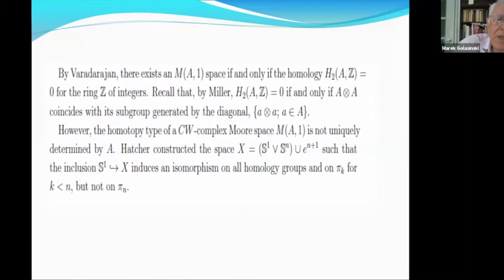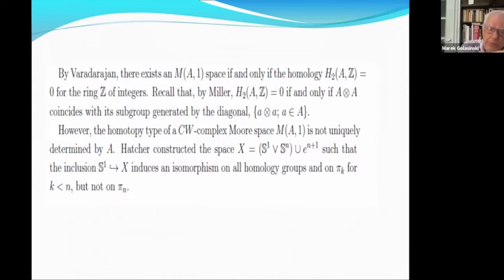But the homotopy type of Moore spaces is not uniquely determined by A. There is a result constructed by Hatcher, and it is constructed like this: you take a wedge of circles S^n and glue an (n+1)-cell somehow. Then we have an inclusion of the wedge into X, and this inclusion induces an isomorphism on homology groups, and on the homotopy groups pi_k for k less than n, but it is not an isomorphism on pi_n.